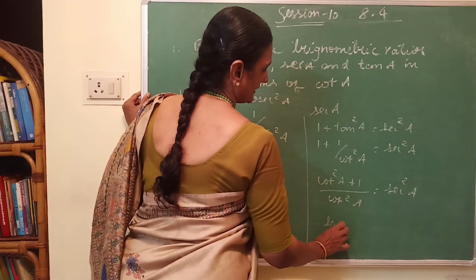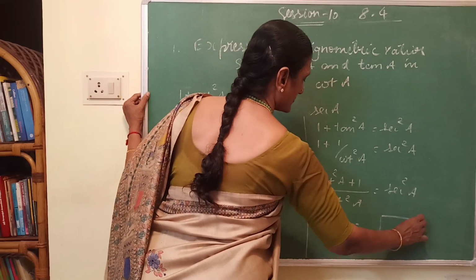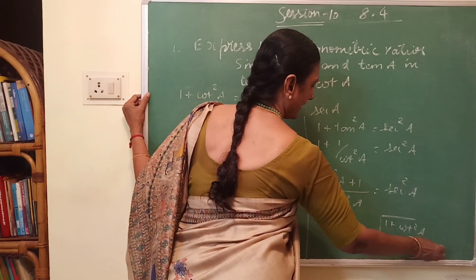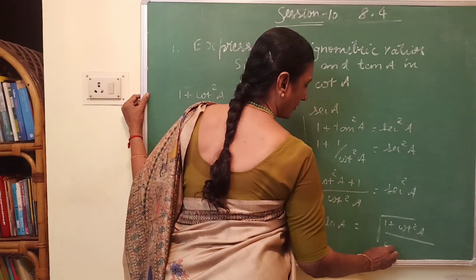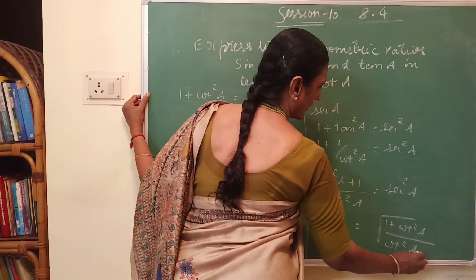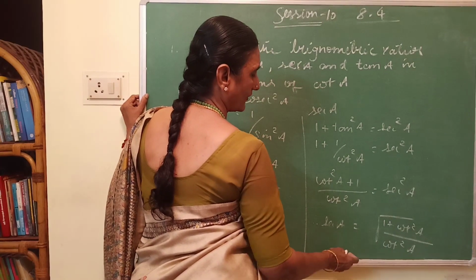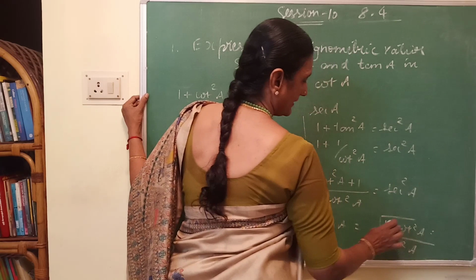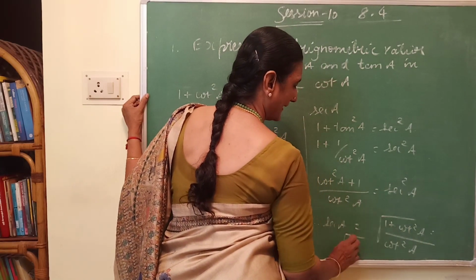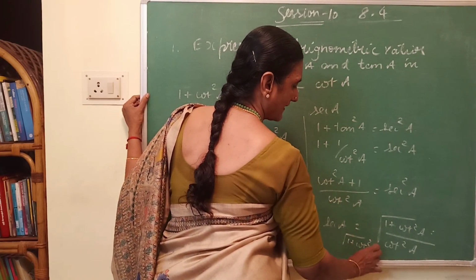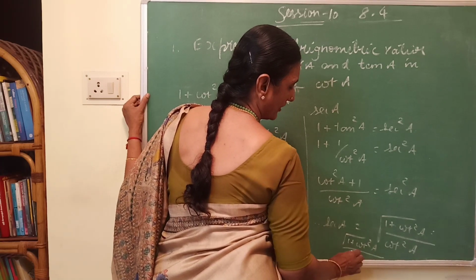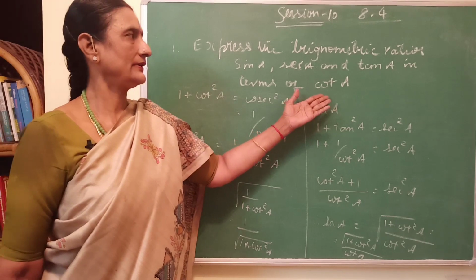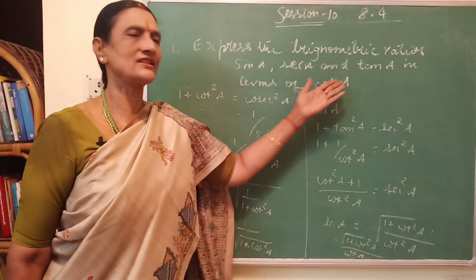Therefore, secant A is equal to square root of 1 plus cot square A divided by cot square A. Now cot square A comes out of the square root. Therefore, we get square root of 1 plus cot square A divided by cot A. This is how you must finish the sum. Now, it is 1 by tan A and tan A is 1 by cot.